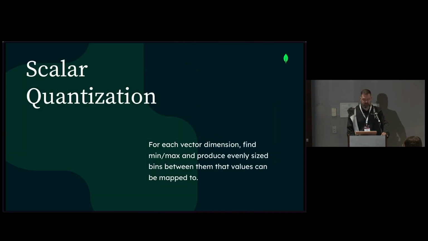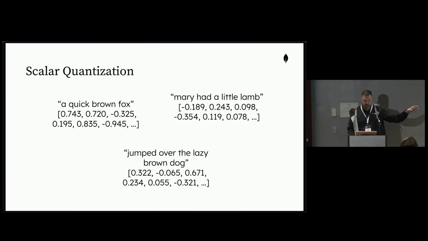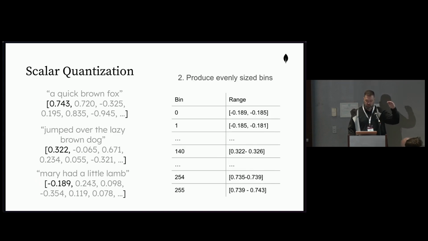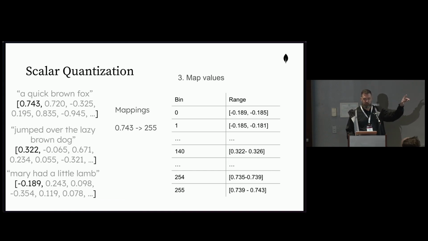There's scalar quantization, which involves going from float 32 to int 8. And so what we do here is we take the min and the max, we create equally sized bins or buckets, and then we map the existing floating point numbers into those bins. Let's see that in action. So we have three different text chunks here with their vectors. We find our min and our max within all of the vectors. Then we create those equally sized bins, and they range from 0 to 255, so int 8. And then we map all of our vectors into those bins.